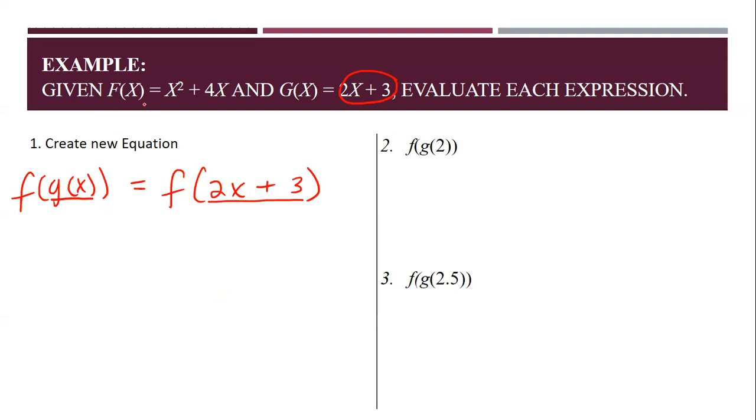So I'm looking at f of x and it says x squared plus 4x. Where there's an x, I'm going to write 2x plus 3. Do we see that? So we're going to have 2x plus 3 squared plus 4 times 2x plus 3. And that's replacing the g of x. We're using f of x right here.